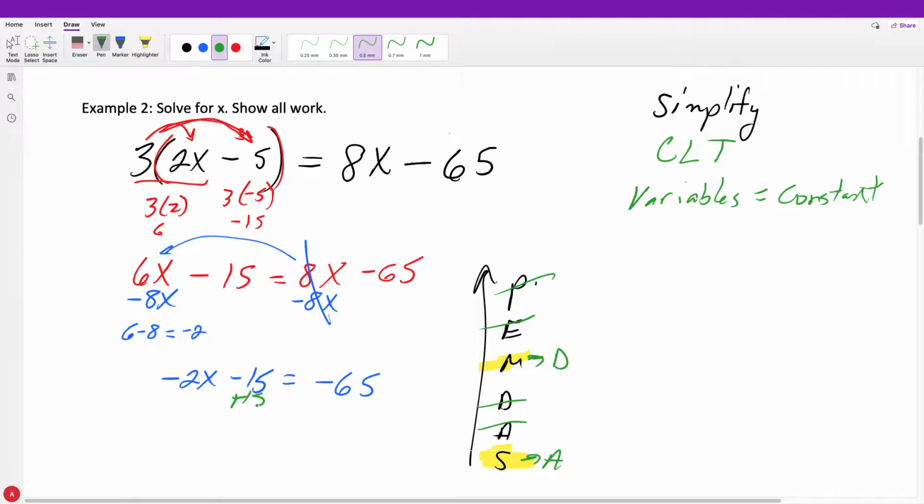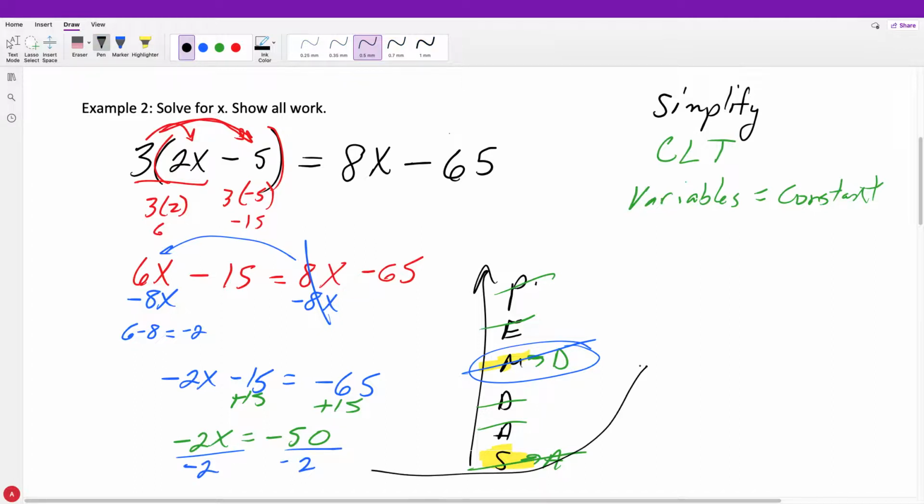So I'm going to add 15 to both sides. So I need to get rid of that subtraction. So now I get negative 2x is equal to negative 50. And now from there, I have my multiplying I need to get rid of, which is division. And remember, we're multiplying by negative 2. So I need to divide by negative 2.